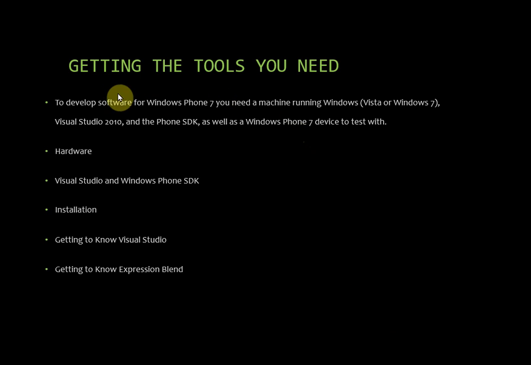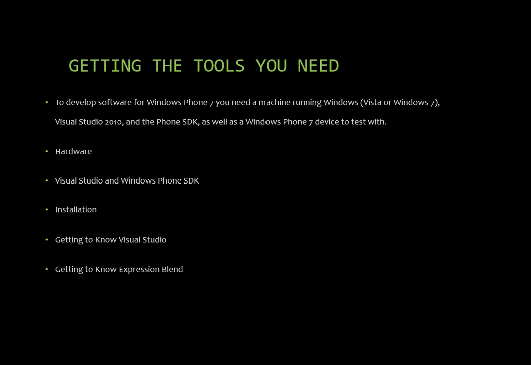So from the syllabus point of view, this is your first topic. Okay, so getting the tools you need. So previously we spoke about iOS. There also we spoke about the hardware, or I can say the tools you require to develop an application in iOS. So here we are speaking about Windows Phone 7. Okay. So here, how to get the tools for development with respect to Windows Phone 7.